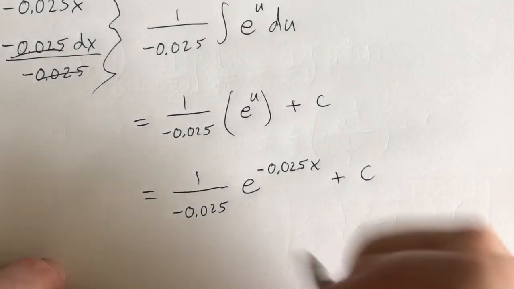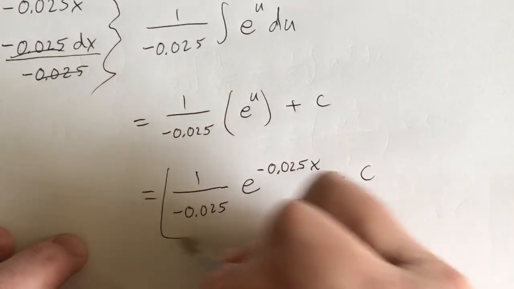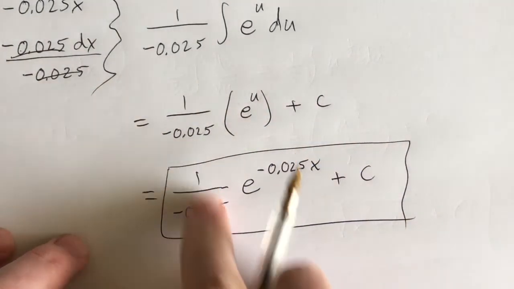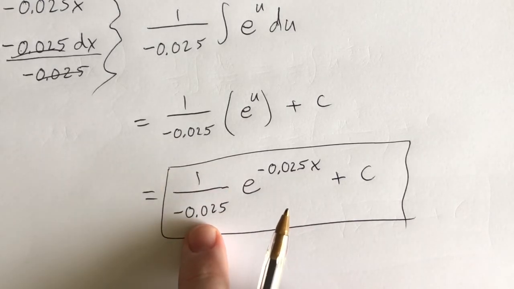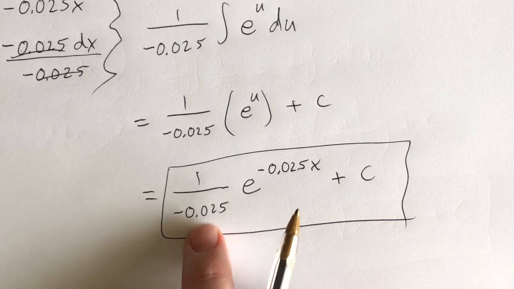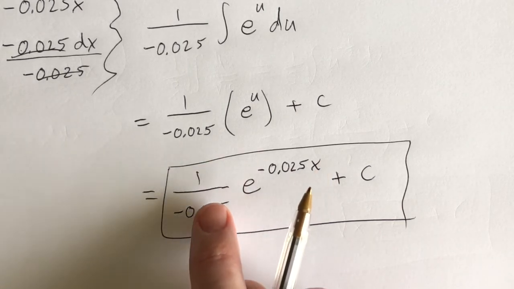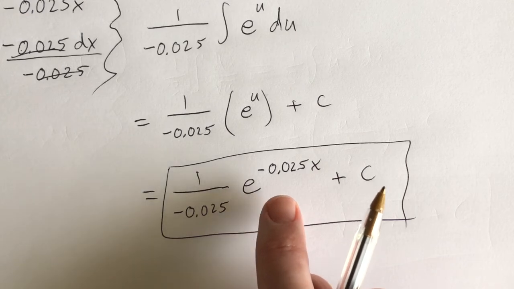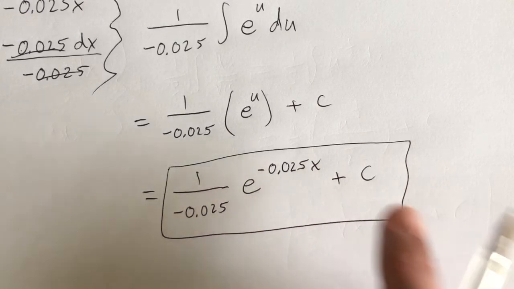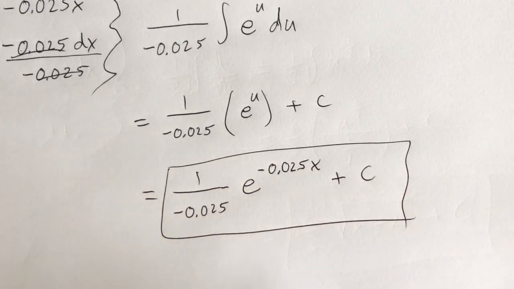And now we're finished. Well, if you really wanted to, I guess you could divide 1 by negative 0.025. That's the same as negative 40, by the way. So if you really wanted to, you could write this as negative 40 e to the negative 0.025x plus c. But this is fine as well. I'll accept this.